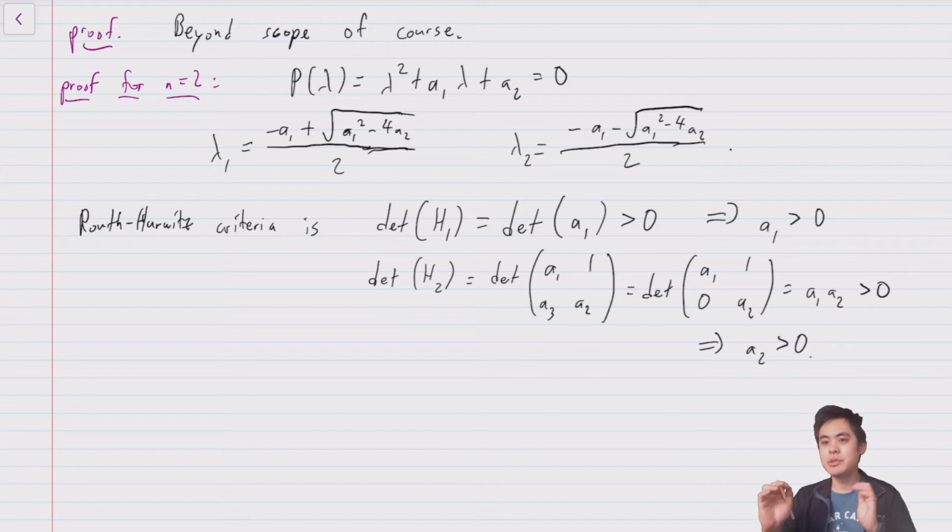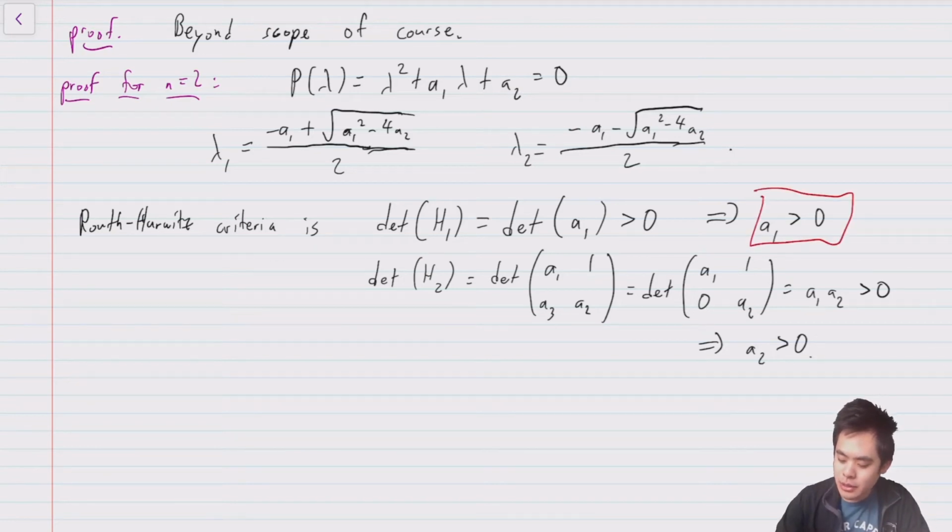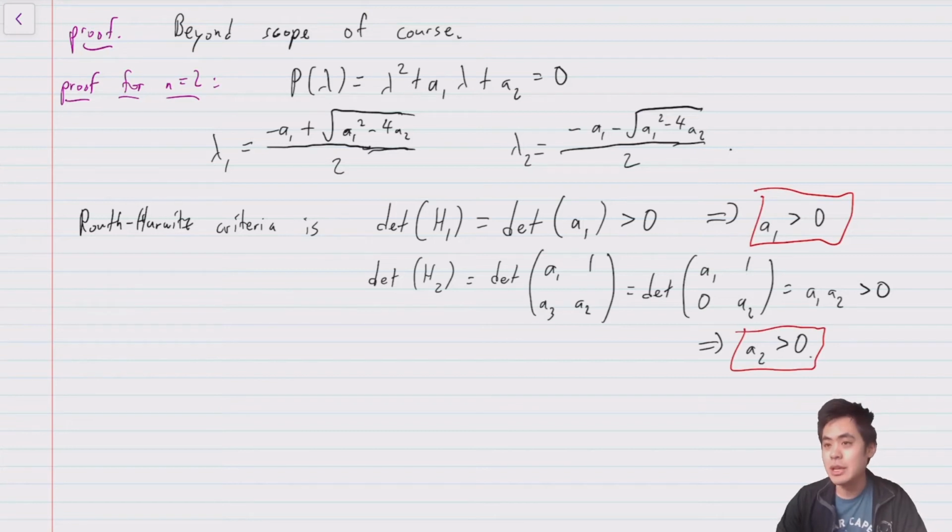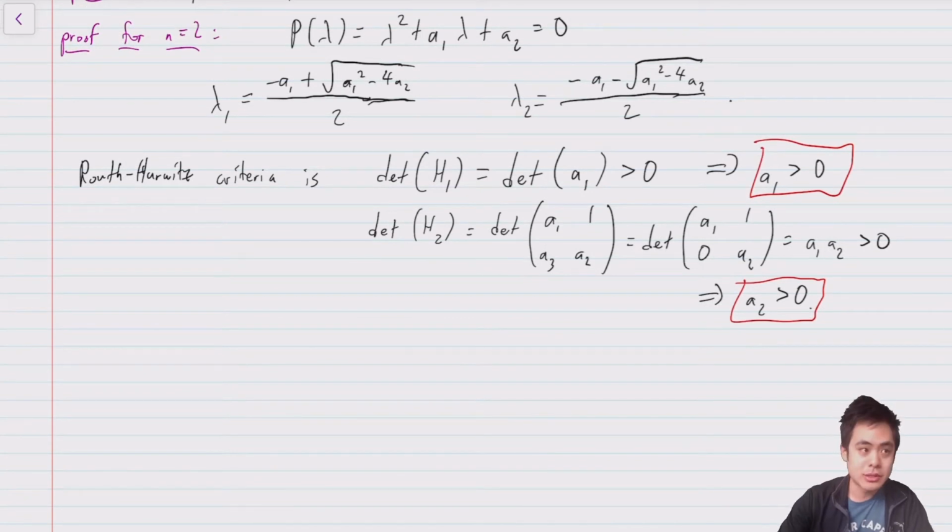So the case of n equals 2 is rather simple because we only need to check these two things. a1 and a2 both need to be greater than 0, and that is both necessary and sufficient according to the Routh-Hurwitz theorem. So let's try to prove this now. There are a couple different cases, so let's start with the forward case.